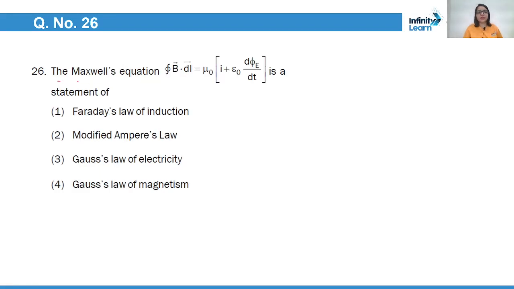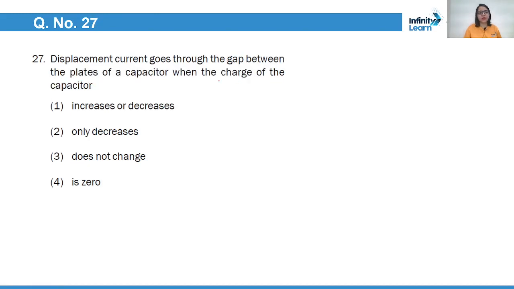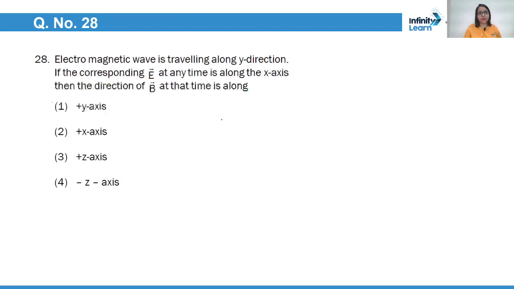Question number 26. The Maxwell equation, closed integral of B dot dl is mu naught I plus epsilon naught d phi E by dt, is a statement of? So this is the modified Ampere's law. So the correct answer is option 2. Question number 27. Displacement current goes through the gap between the plates of a capacitor when the charge of the capacitor changes, that is, it increases or decreases. So the correct answer is option 1.